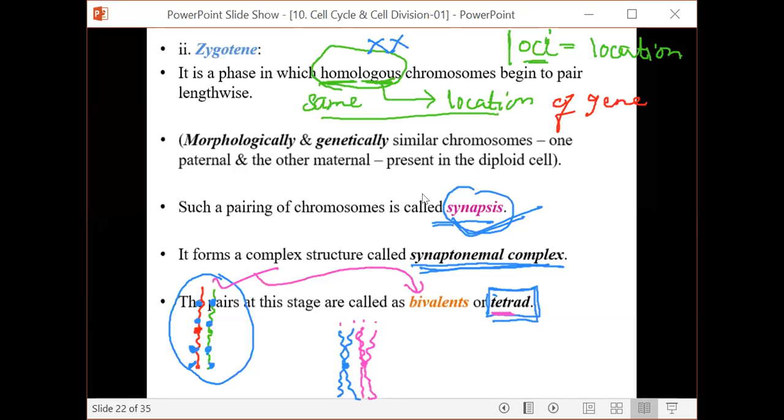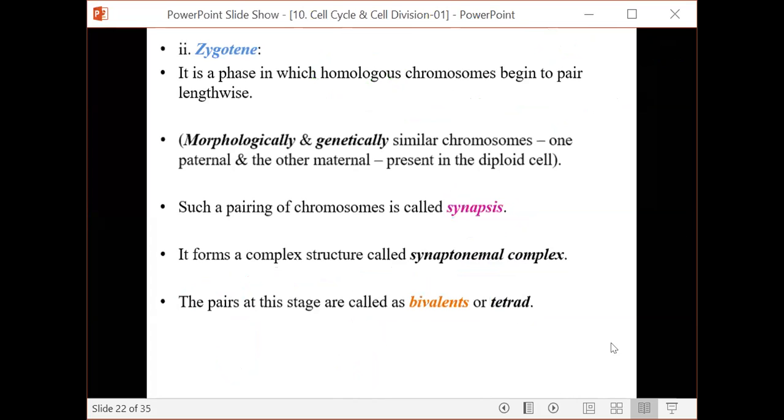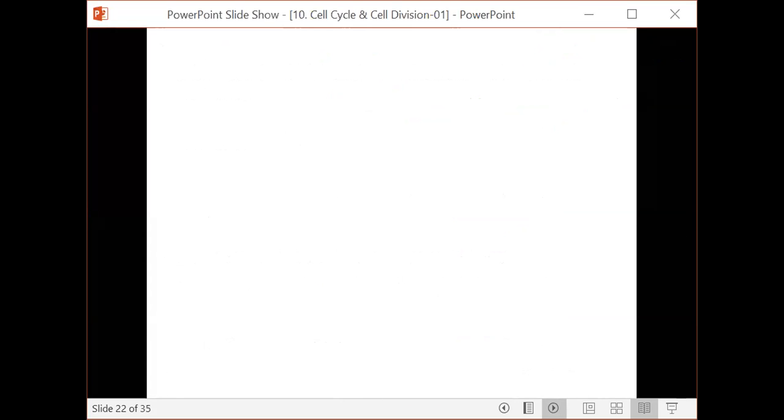So to just summarize it, homologous chromosomes come to each other from where? Paternal, maternal origin. So they are morphologically, genetically similar, forming synapses, synaptonemal complex when they are close. The term given to such pairing up, such coupling, we call it bivalence. Okay. Next one. So we saw leptotene, we saw zygotene.